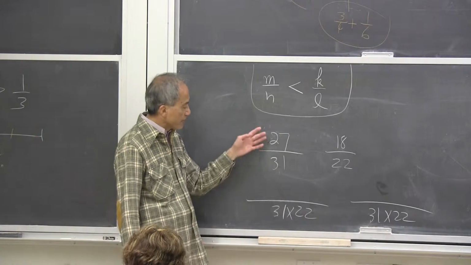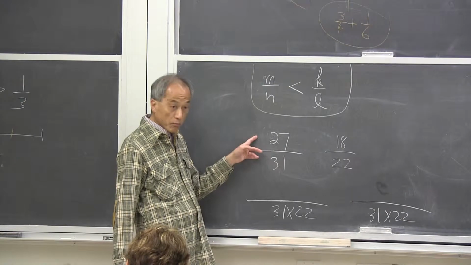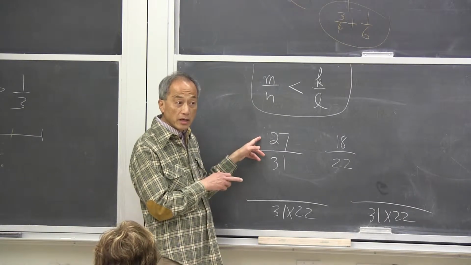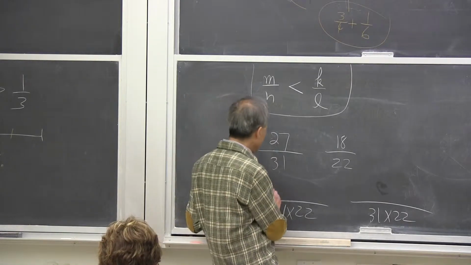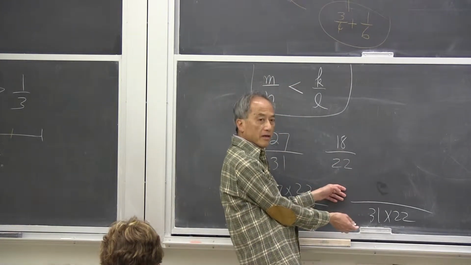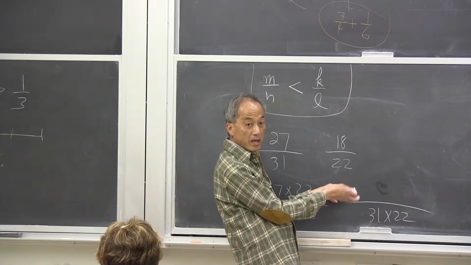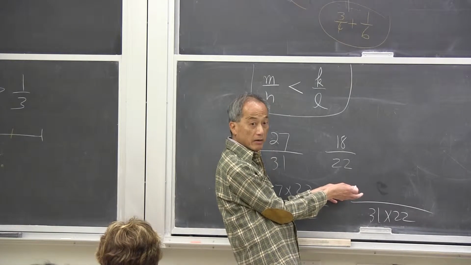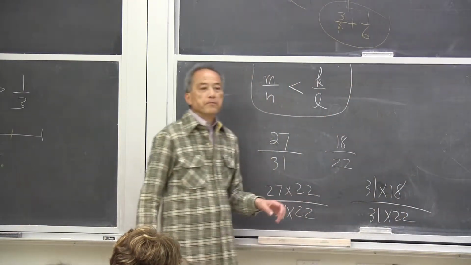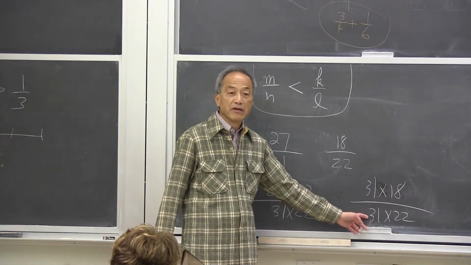All right, now, from here to here, what do you do? 27 times 22. Multiply top and bottom by the same number, 22, right? Okay, so 27 times 22. Here, you will have to multiply what? Top and bottom by 31, right? Now we're in business because you're referring to the same denominator.